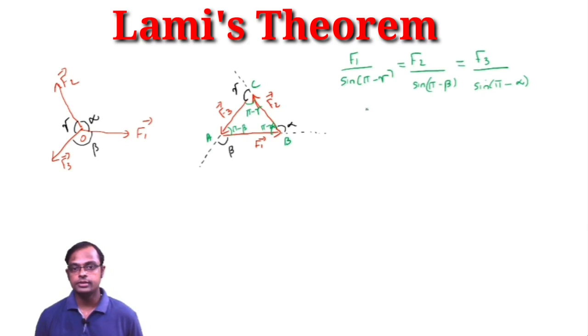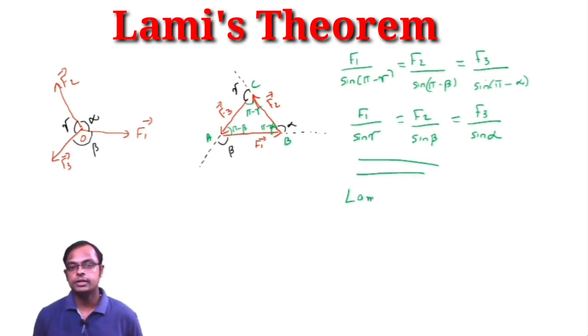Now, as you already know, sine of 180 minus theta is equal to sine theta, right? So we can write F1 divided by sine 180 minus gamma, that is equal to sine gamma, which is equal to F2 divided by sine 180 minus beta, which is sine beta, which is equal to F3 divided by sine 180 minus alpha, that is sine alpha. This is called Lami's theorem.